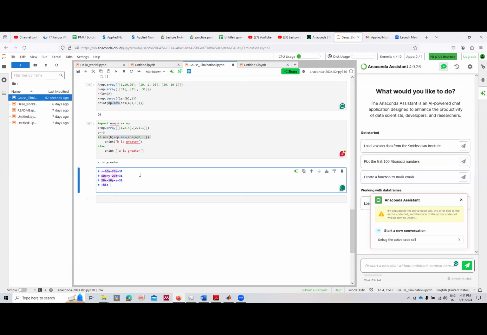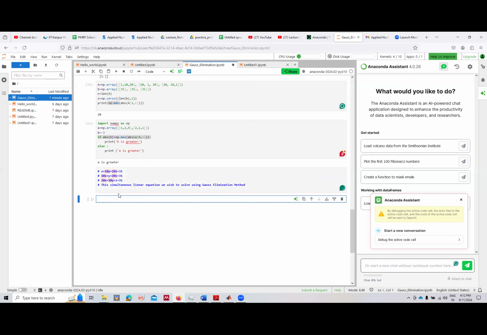These simultaneous linear equations we wish to solve using the Gauss elimination method. Okay.